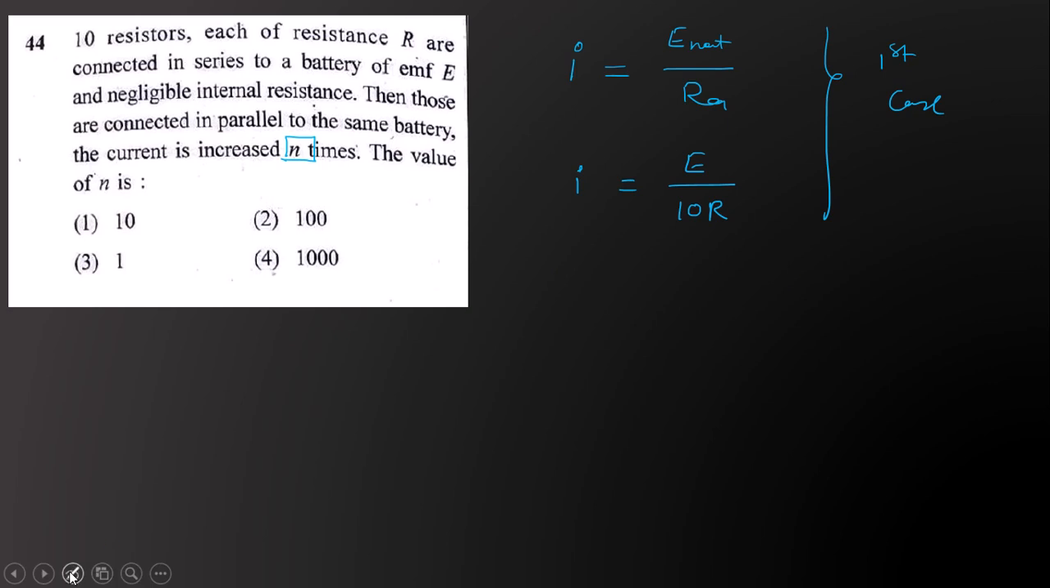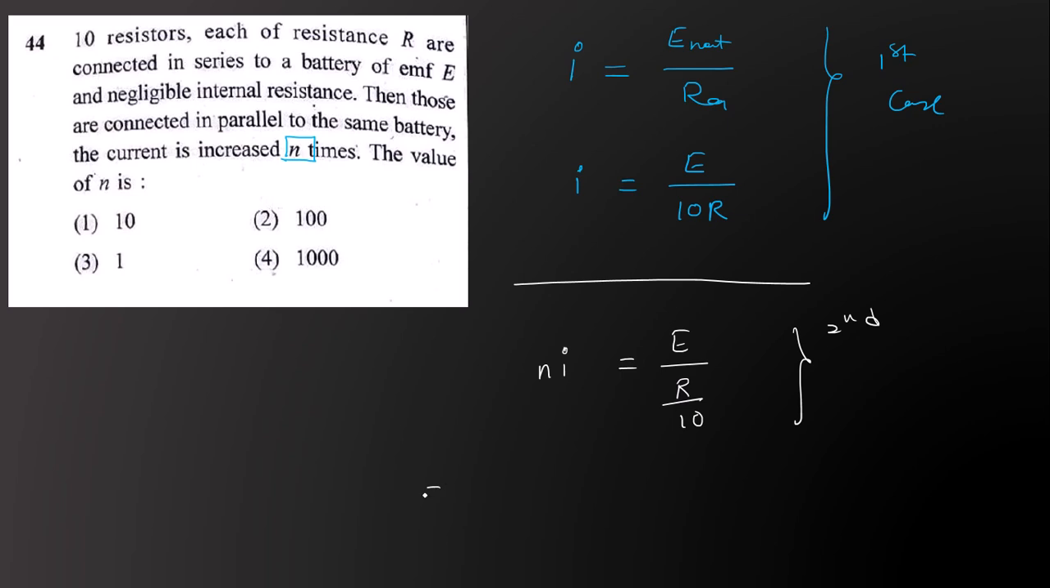In the second case, all the resistances were connected in parallel. So since they were connected in parallel, this will be equal to R by 10, and at that time the electric current becomes n times the original one. This is the second case. So what is the value of n?